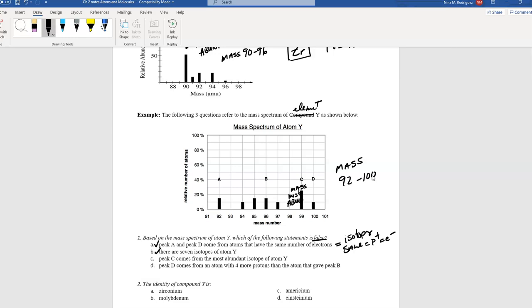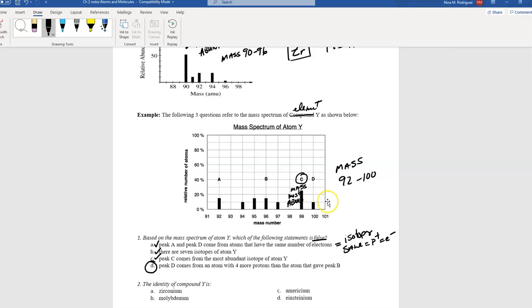Peak C comes from the most abundant isotope. Well, we already said peak C, most abundant. So that's looking pretty good, but let's check out the last one. Peak D comes from an atom with 4 more protons than B. So if you look at peak D over here, it comes from an atom with 4 more protons than peak B. Peak D and peak B cannot have different protons because they have to be the same element. So this one definitely is false.